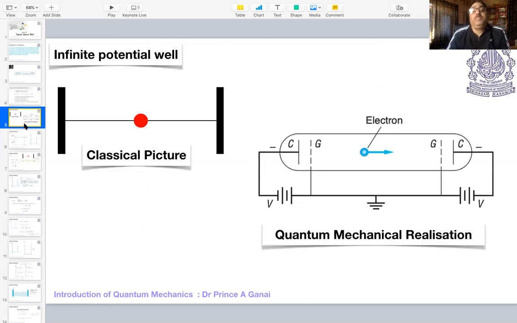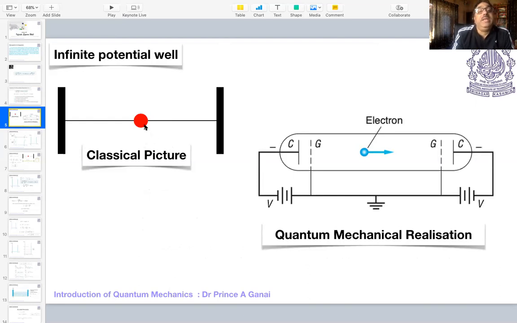So this is the problem that now we will solve in the light of this wave equation. We'll see all the features in this problem. This is what we call the infinite potential problem. We can have a classical realization first before we actually see the quantum mechanical features of the problem.